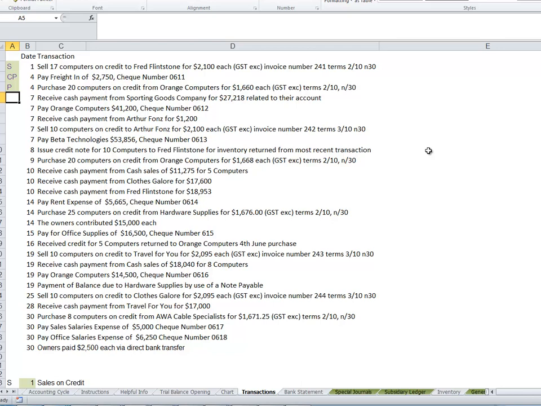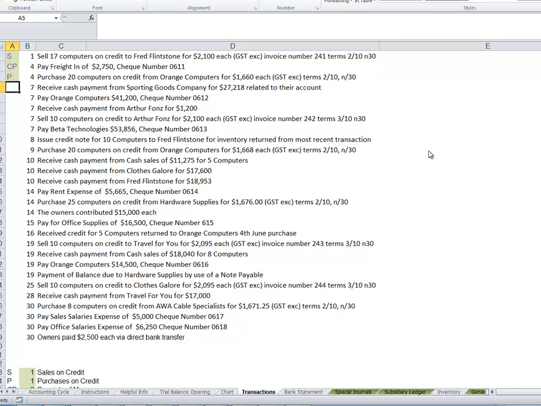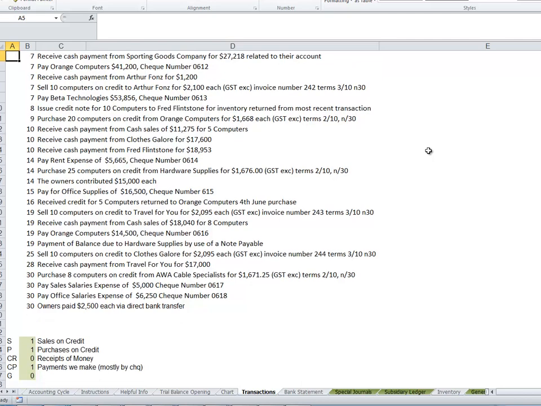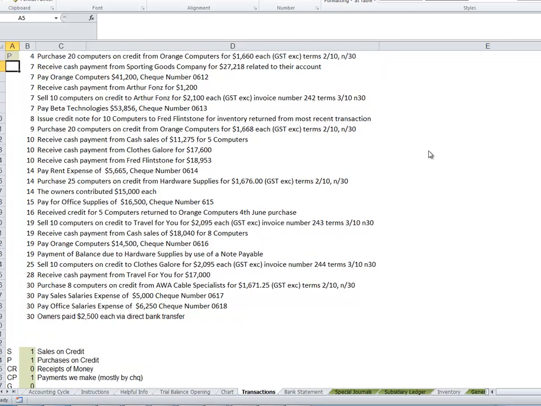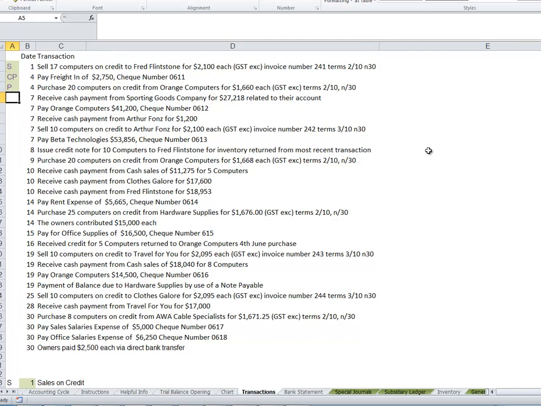But starting point, cash payments. Received a cash payment from Sporting Goods. This is a bit of a trick terminology. You think, oh, cash payment, that goes in cash payments journal, but think about it. You receive cash from Sporting Goods Company. You receive cash. What happens when you receive cash? Receipt of money goes into the cash receipts journal. So you have to put that amount in.